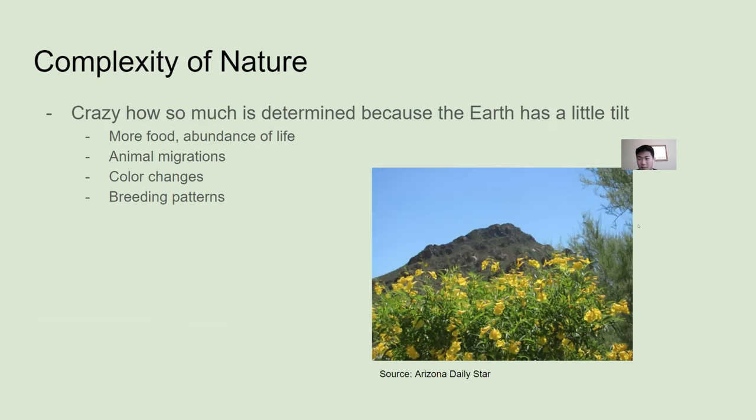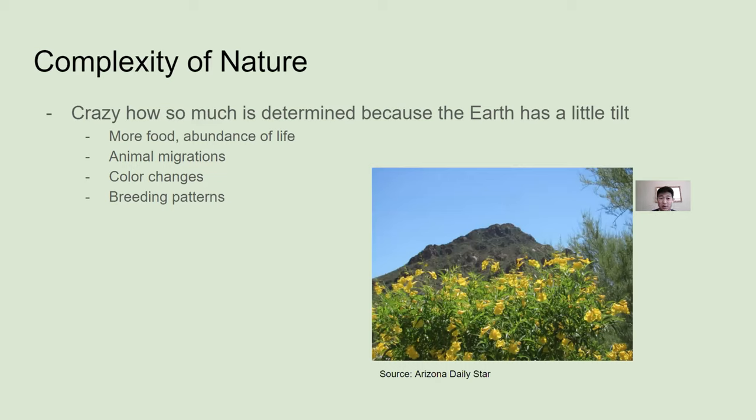Okay, so just to sum up what we've learned, it kind of shows you the complexity of nature and how a lot of things are determined by something that seems relatively insignificant. For example, all the things we talked about relating to summer is all because the Earth is a little bit tilted. Just because the Earth is a little bit tilted, this causes the seasons. This causes more food, more abundance of life. Just because the Earth has a little bit of tilt, this causes animal migration patterns. This causes blue whales to travel thousands of miles.